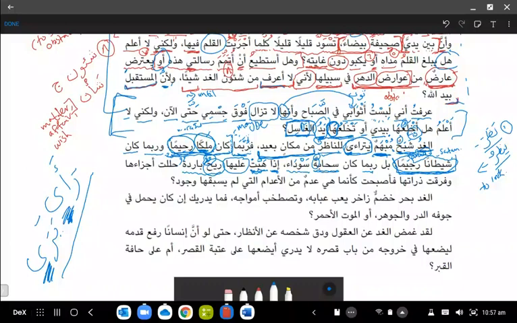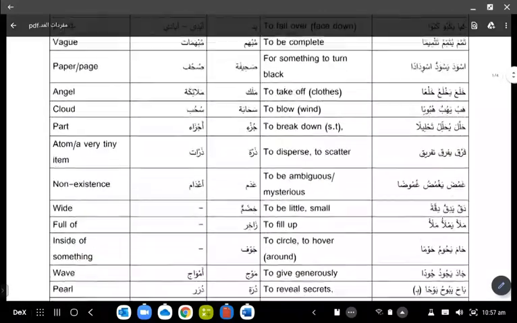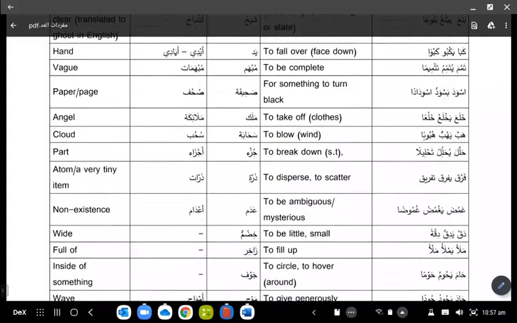حللت. What verb form is this? What do you guys think? حللت. It's form 2, exactly. And I've included it here. حلل يحلل تحليل means to break down, for something to break down.